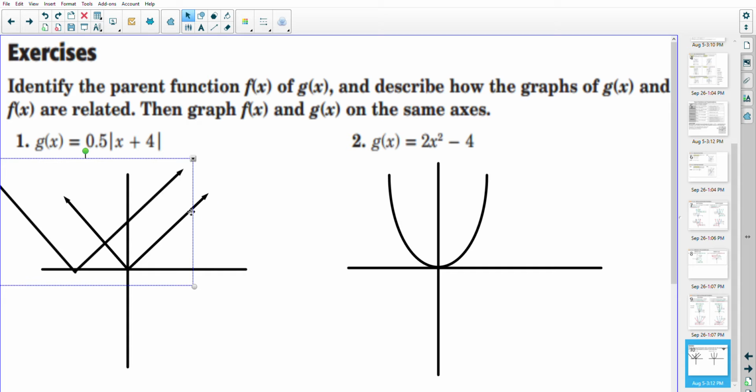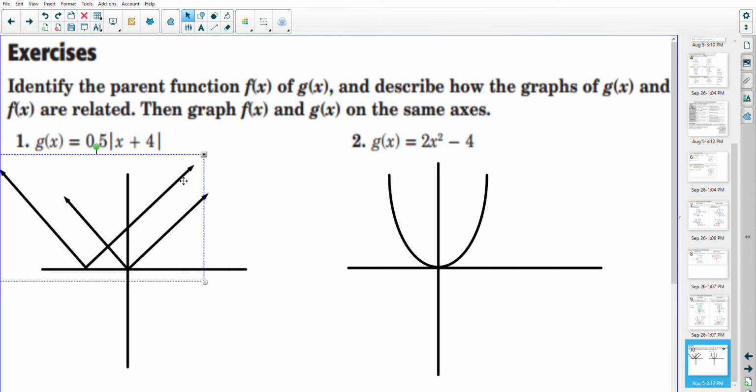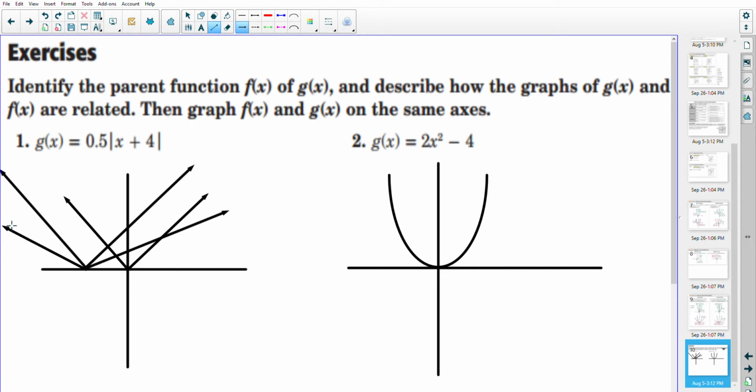I'm not satisfied with that yet, so let me just redo this. It's going to be wider by about a half, so it's going to look like that, and it's going to look like that. And so this one would then be eliminated, which means the graph would look like that.